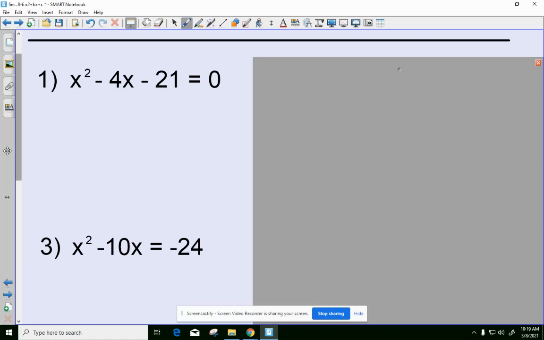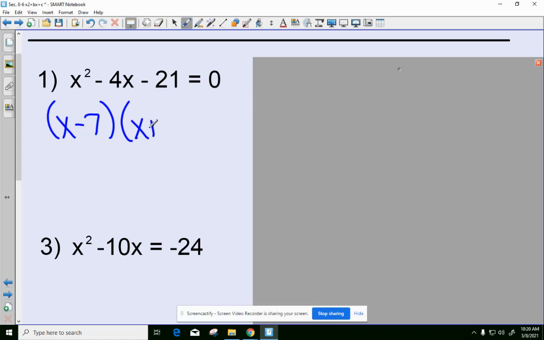In this first one, can you find me something that multiplies to negative 21 but adds to negative 4? Multiplies to negative 21 but adds to negative 4. Maddie? So you're going to write what?